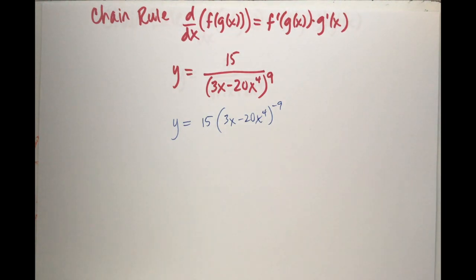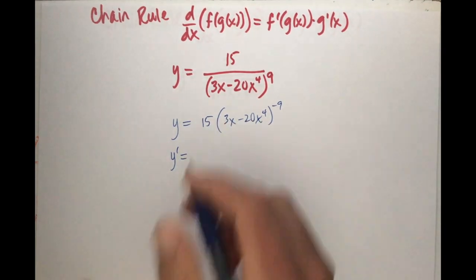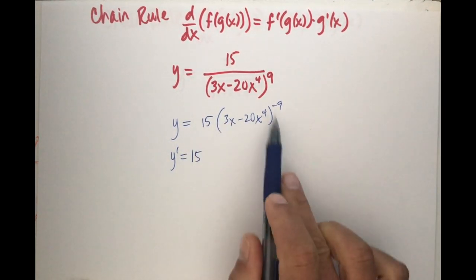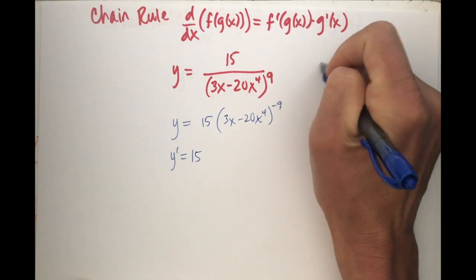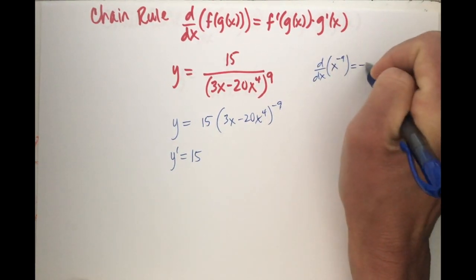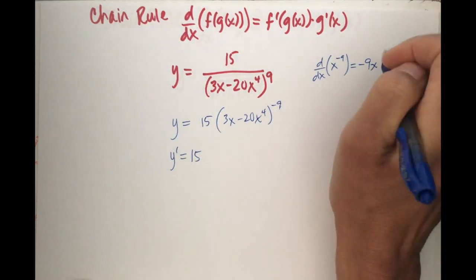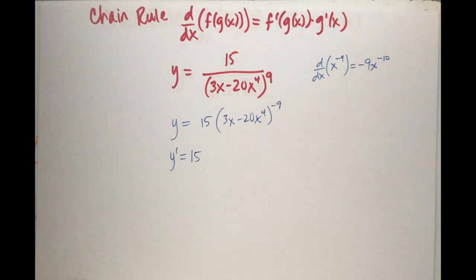So some of you might find that funny. I didn't do anything crazy. I just rewrote it. Now I'm going to take the derivative. So my y prime, again, the 15 just comes along for the ride, and I'm going to do my power rule. So if I'm just taking the derivative of something to the negative 9th power, it becomes negative 9x to the negative 9 minus 1, go 1 degree less, negative 10.